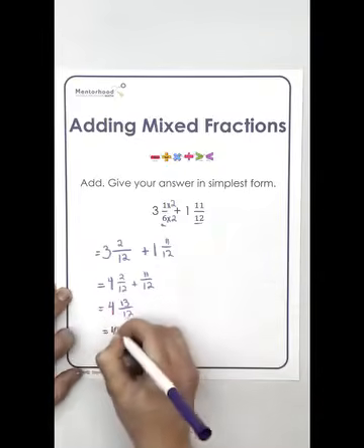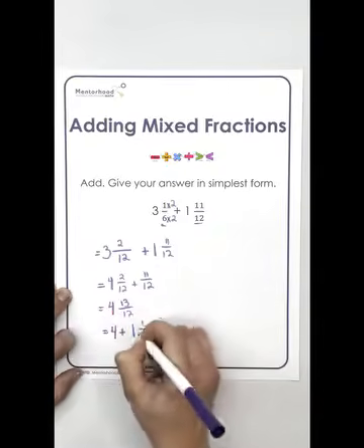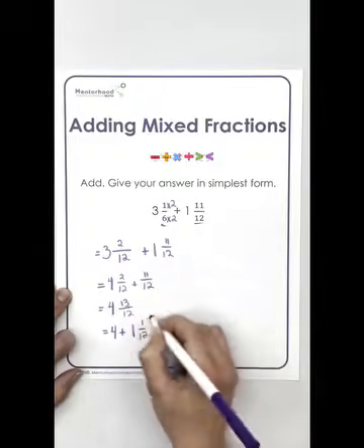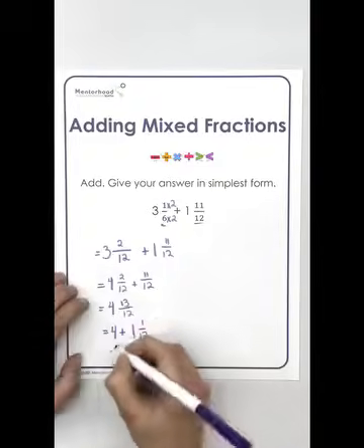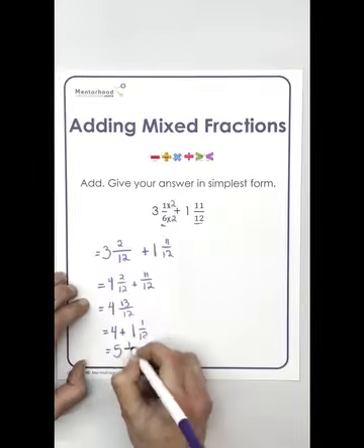So now I've got 4 plus 1 whole and 1/12. This 13 over 12 has become 1 whole and 1/12. Now I can combine those. So equals 5 and 1 over 12.